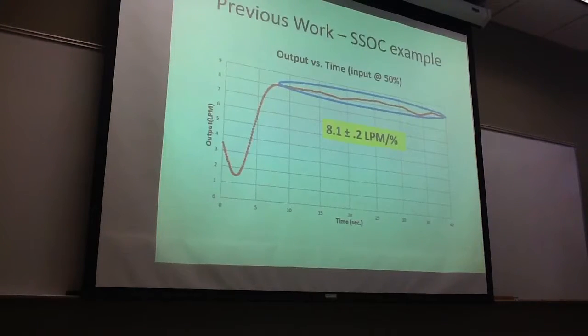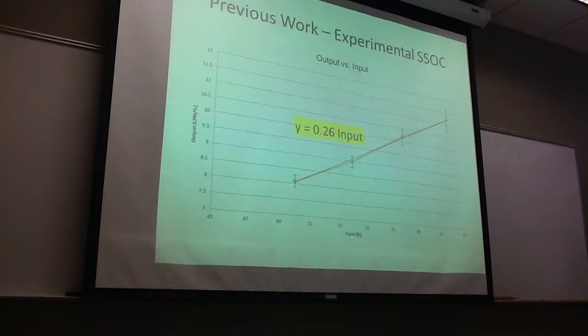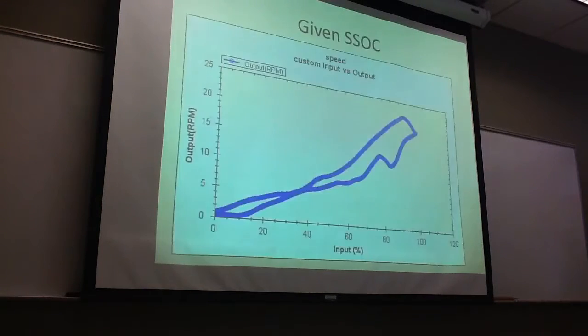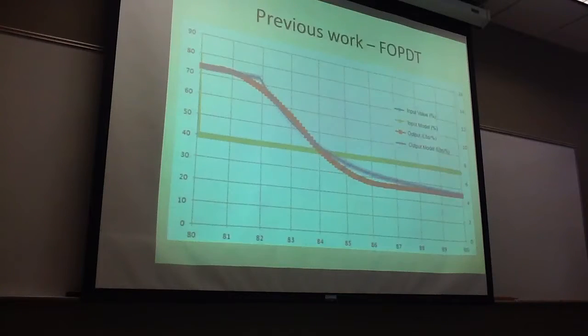I redid an input of 50% to have an example of the SSOC. I also redid the SSOC experimental graph. It's only from 50% until 62% of input, which covers my output values, which are 8 to 12 liters per minute per person. This was the SSOC graph that was given to us for this system.